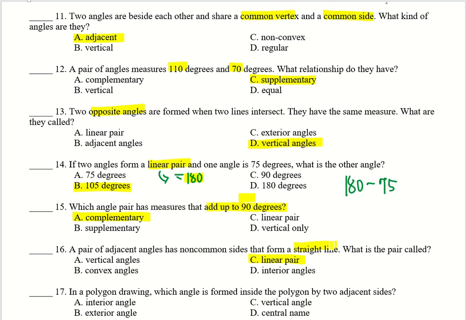In a polygon drawing, which angle is formed inside the polygon by two adjacent sides? Okay, so for number 17, we have interior angle.